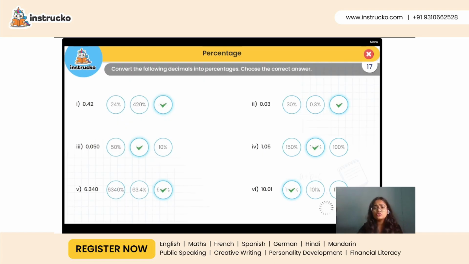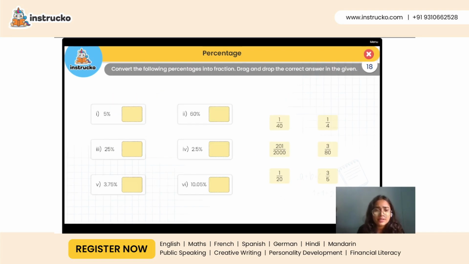Okay, let's do the next. Let's see what's up next. Okay, so the next worksheet talks about being able to convert the following percentages into fractions. Here we have to drag and drop the correct answer in the given questions. So, how do we convert percentages into fractions? 5% basically means, if you remove the percentage sign, 5 divided by 100. And then you simplify 5 by 100, the fraction, into its simplest form.